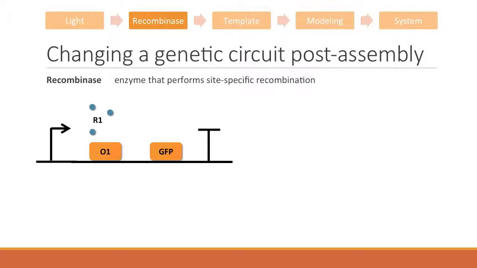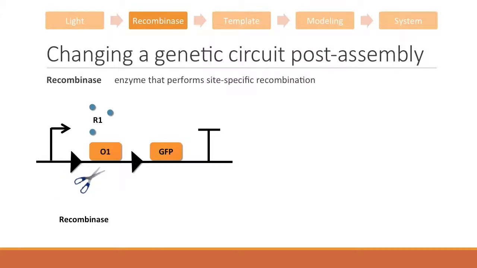Here's a simple circuit. Basically, the production of GFP is being regulated by an operator that's being bound to by repressor proteins floating around in the cell, represented by blue dots. Here's some recombinase enzyme, and these are the restriction sites that have been engineered onto this strand of DNA.